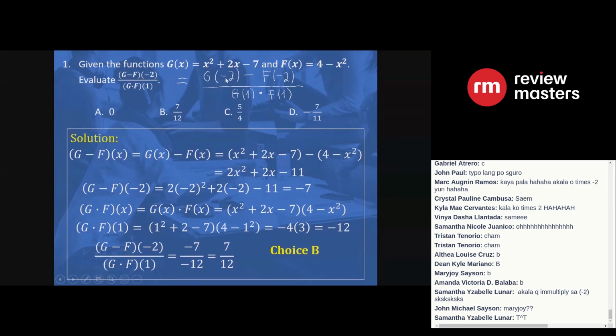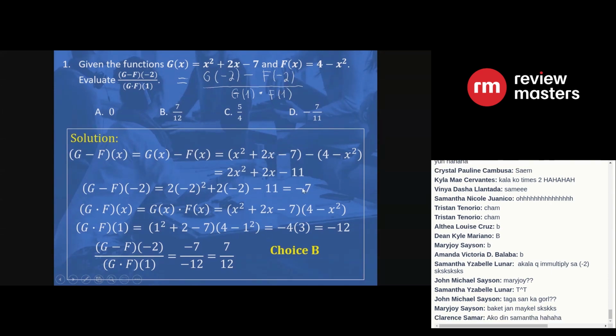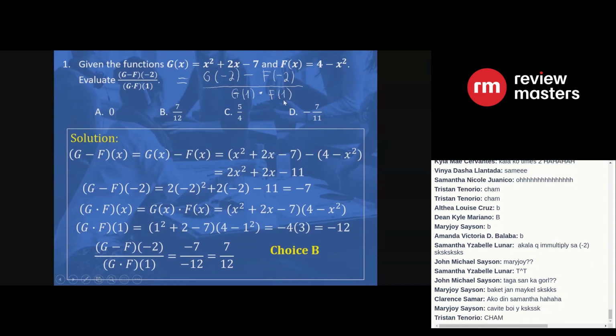So you just evaluate negative 2 for the definition in g. You evaluate f at negative 2, get the difference, you will get negative 7. Exactly the same sa ginawa natin kanina. And in the denominator, you can automatically evaluate g at 1 and f at 1. And I guess this should yield negative 12. That's why you will get negative 7 over negative 12. Simplify it further, you have 7 over 12. That's letter B.